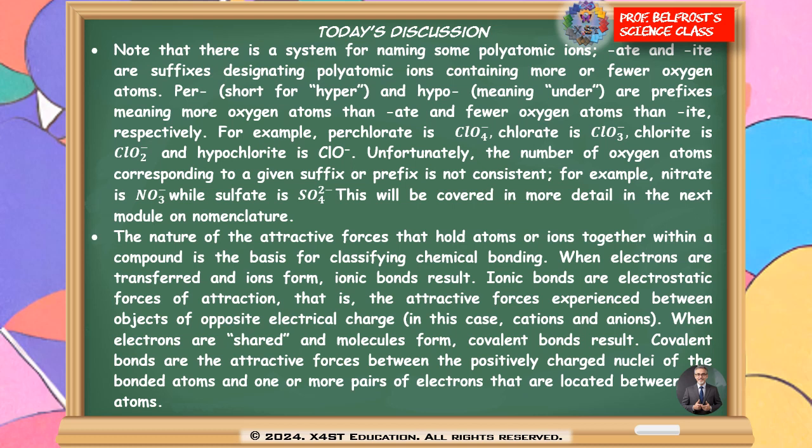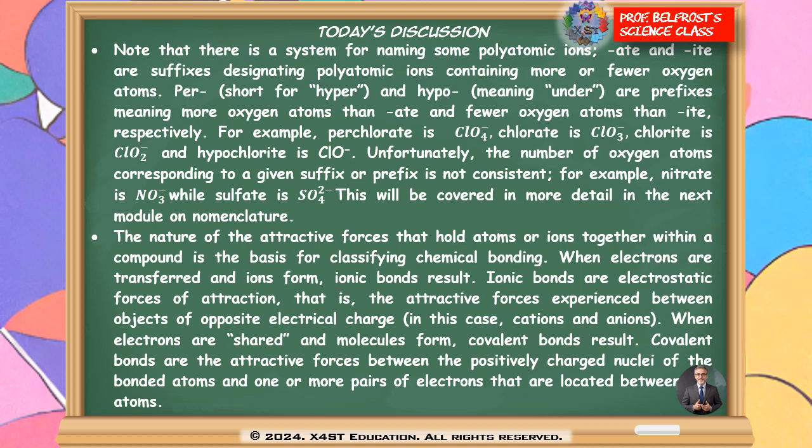Per, short for hyper, and hypo, meaning under, are prefixes meaning more oxygen atoms than ate and fewer oxygen atoms than ite, respectively. For example, perchlorate is ClO4 minus, chlorate is ClO3 minus, chlorite is ClO2 minus, and hypochlorite is ClO minus. Unfortunately, the number of oxygen atoms corresponding to a given suffix or prefix is not consistent. For example, nitrate is NO3 minus, while sulfate is SO4 2 minus. This will be covered in more detail in the next module on nomenclature.